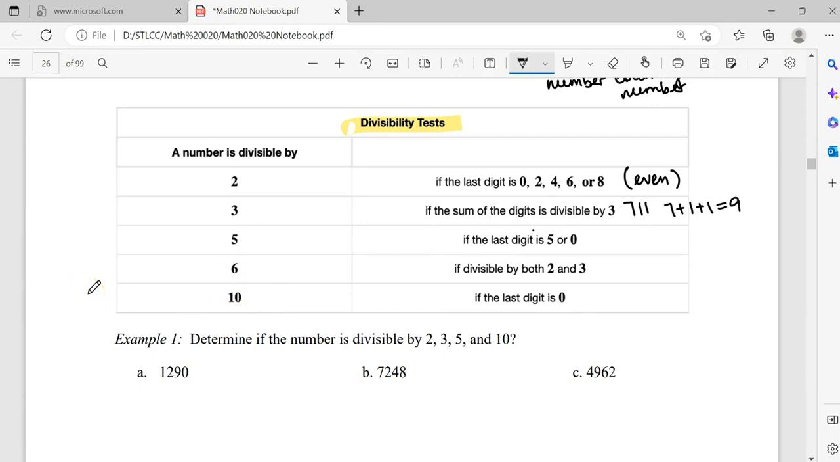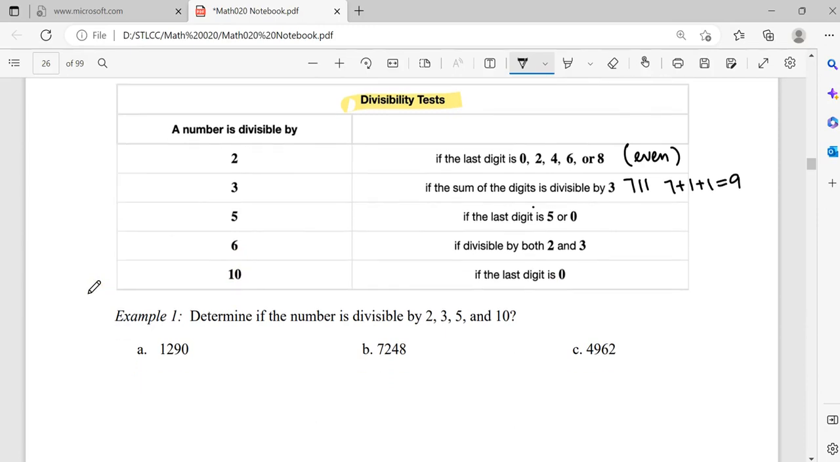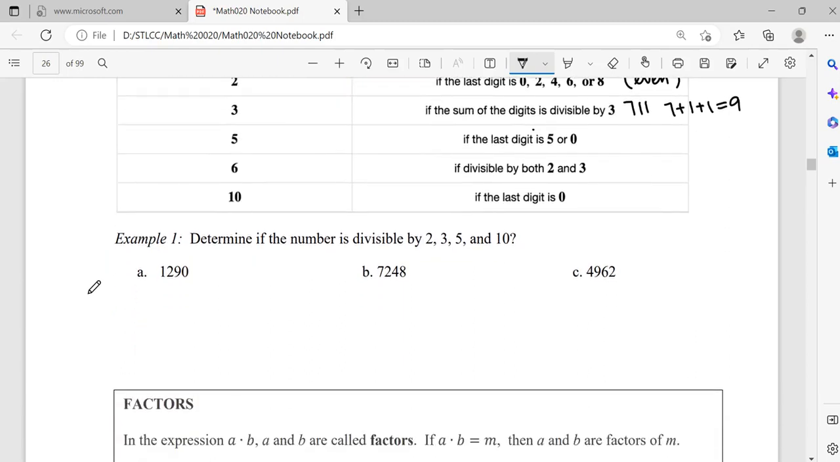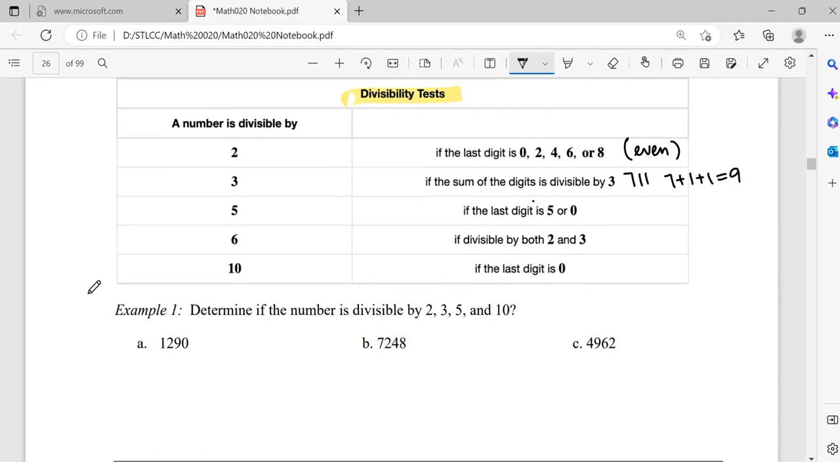We'll use that divisibility rule quite often in this course. Okay. So now that we have these basic rules of divisibility, let's go ahead and, in our example 1, determine if the number is divisible by 2, 3, 5, and 10. Remember, we're not using 6. 6 is kind of nice to know, but it's a little bit more involved because the number has to be divisible by 2 and 3.